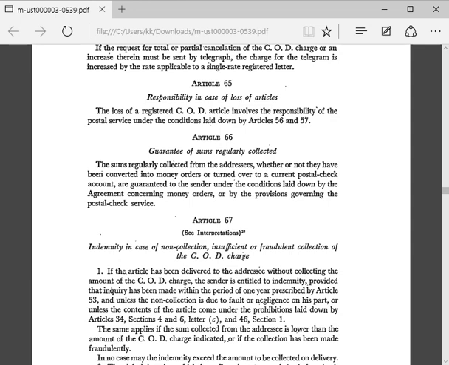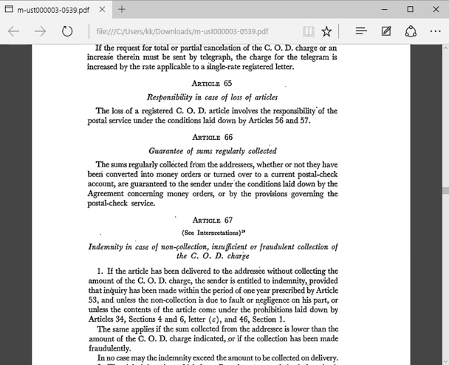Alright, let's continue reading. Article 65. Responsibility in the case of loss of articles. The loss of a registered COD article involves the responsibility of the Postal Service under the conditions laid down by Articles 56 and 57. Article 66. Guarantee of sums regularly collected. The sums regularly collected from the addressees, whether or not they have been converted into money orders or turned over to a current postal check account, are guaranteed to the sender under the conditions laid down by the agreement concerning money orders or by the provisions governing the postal check service.